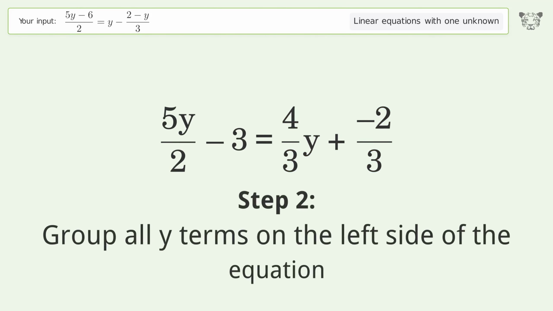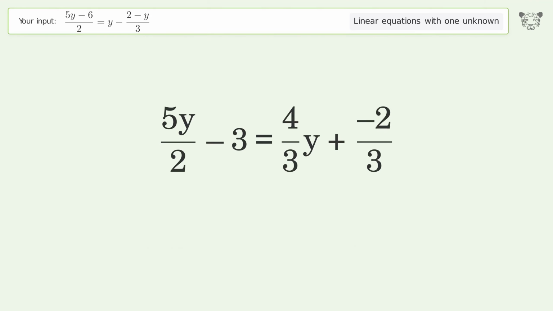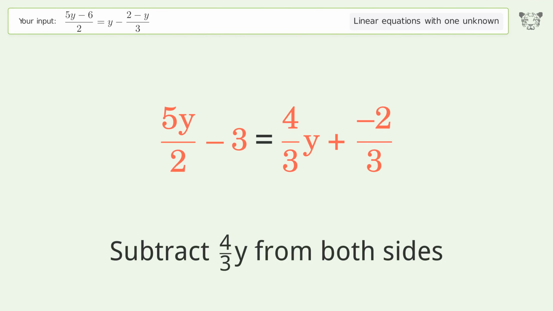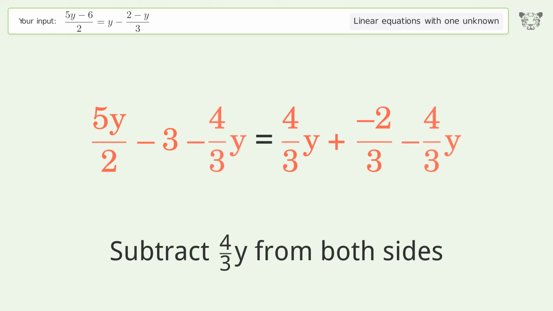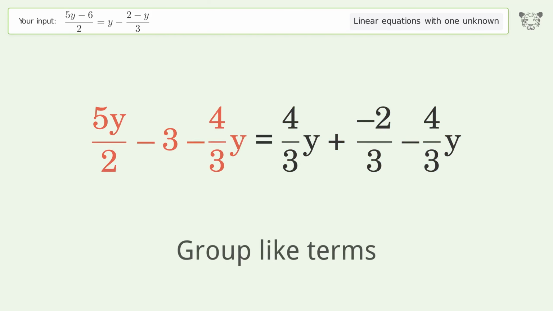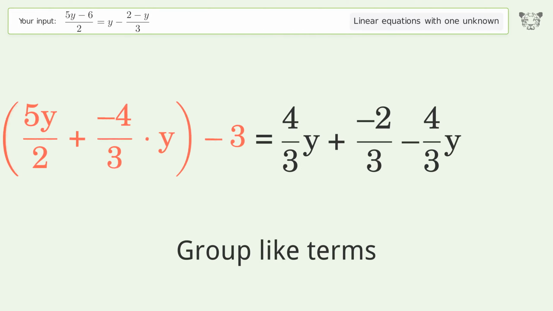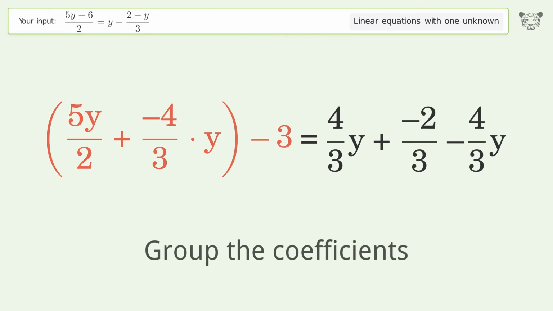Group all y terms on the left side of the equation. Subtract 4 over 3y from both sides. Group like terms. Group the coefficients.